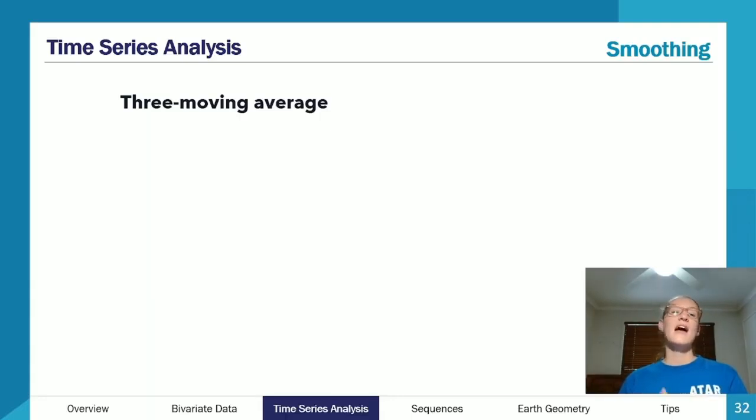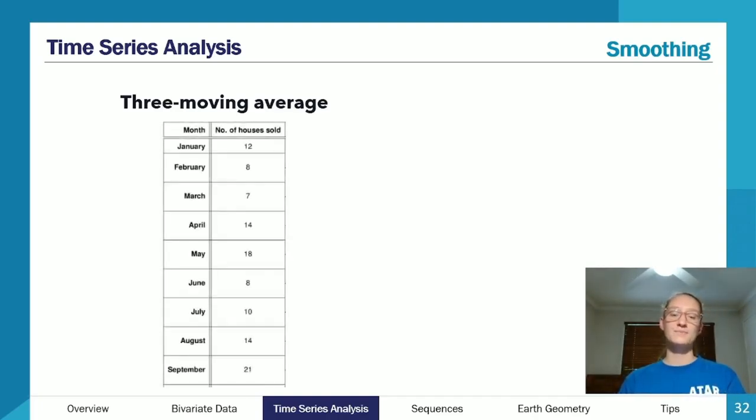So for smoothing, we have the 3 moving average and the 5 moving average, also referred to as the 3 moving mean or the 5 moving mean. You're probably familiar with those terms. We can also do the 2 moving mean and the 4 moving mean, but when we do it that way, we need centering, which we won't be going into today for the sake of time.